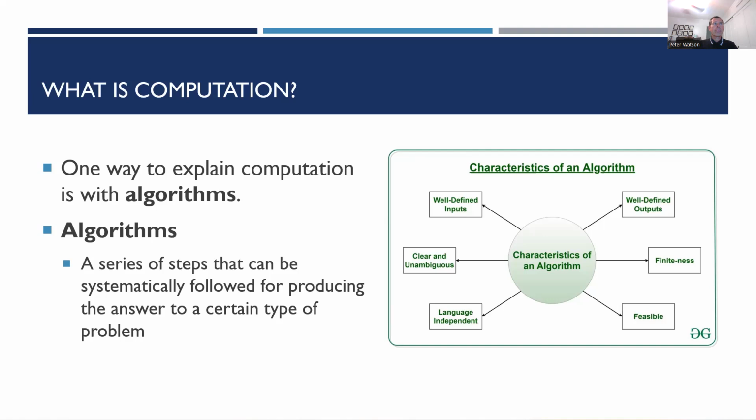So one way to explain computation is to use a method called an algorithm. An algorithm is basically a series of steps that can be systematically followed for producing the answer to a certain type of problem. So what does that mean? Well, if I take the computer part away from it, this is problem solving.